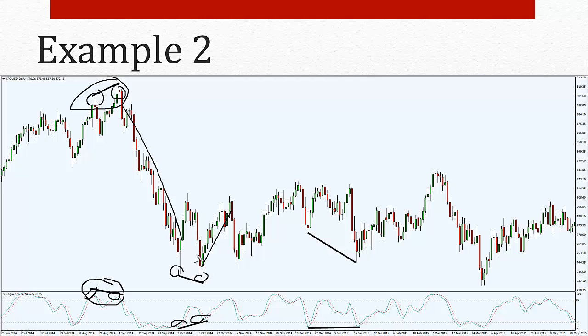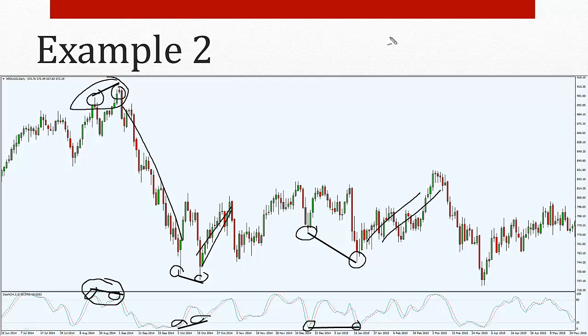We are anticipating higher prices over here. And last but not least, we see this example. We have a lower low, and your stochastic indicator is showing you a higher low. Another bullish divergence, and what happened after is this rally over here.